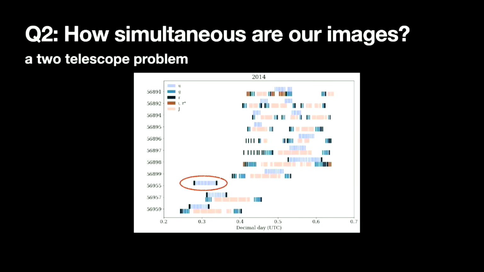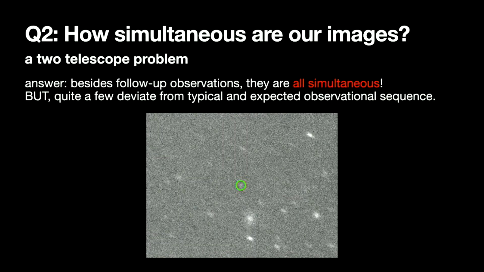Based on this, and not just 2014 but all the other years, we figured out that besides follow-up observations, all our U-band data was actually simultaneous. But we also found out that there were a lot of weird things happening between the sequences of observations with the other telescope. So doing that reassured us that things were simultaneous, but it also gave us clues as to what could have been going wrong if our data was weird.